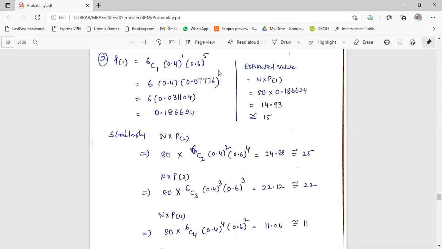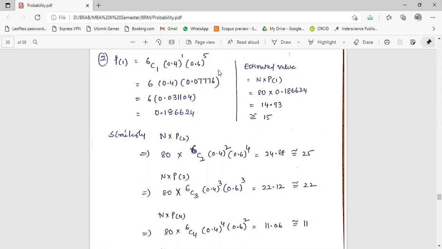6C3 into 0.4 cubed, not whole power, okay? Cubed, and 0.6 cubed. 6 minus 3 means 3 only, same cube. So yes, 0.4 cubed and 0.6 cubed. Right? Yes, sir. So you will get the value approximately 24.